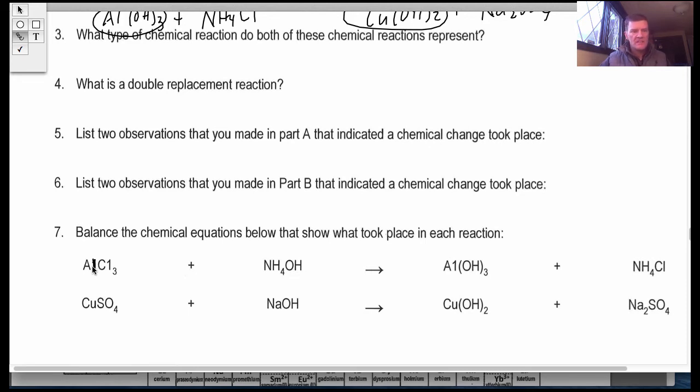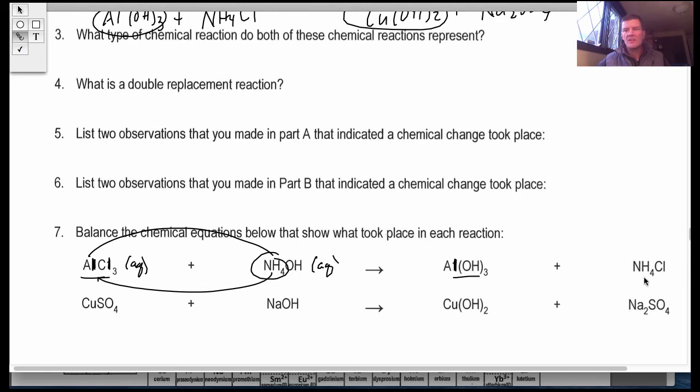Here we have Al, that should be an L there, AlCl3. This is our one solution. I'm going to put AQ there. With ammonium hydroxide, that's AQ. We mix these two solutions and we're going to see a double displacement, which means the first part of these two compounds are basically going to switch places. The aluminum is going to go with the hydroxide, and we have aluminum hydroxide here, and the ammonium is going to go with the chloride to produce ammonium chloride.